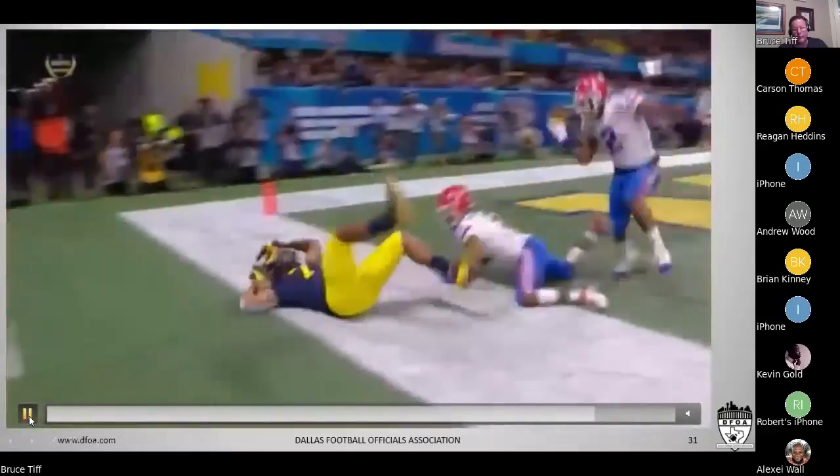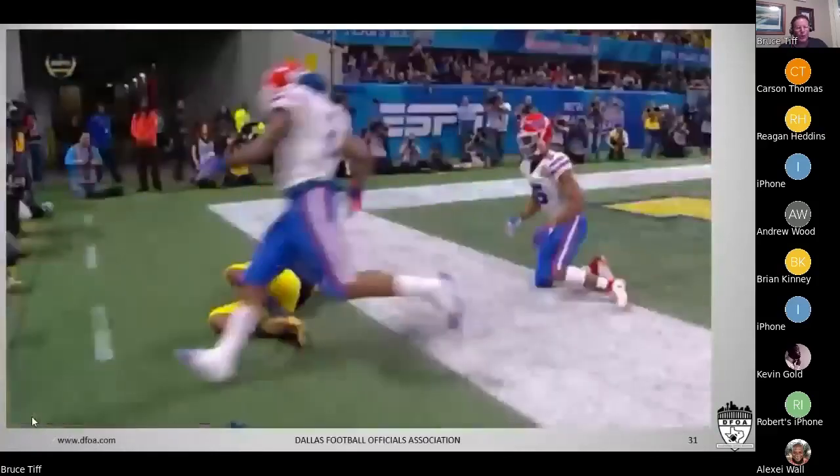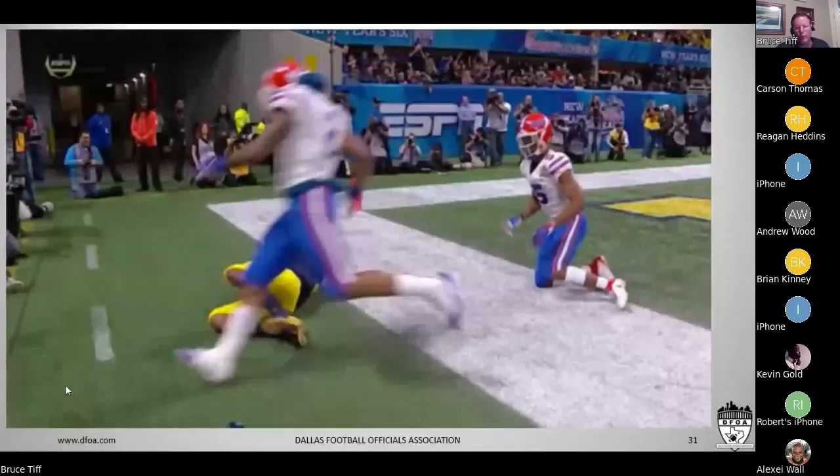And I'm sure reviewed and reversed. I think the call on the field was a touchdown. I'm sure this call got reversed because he did not maintain control of the ball as he went to the ground.